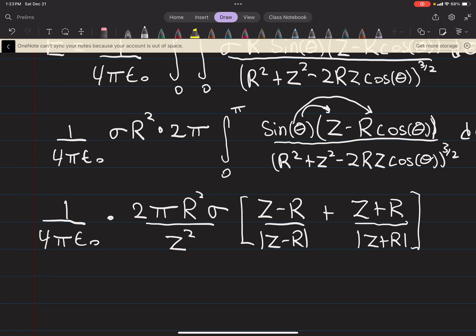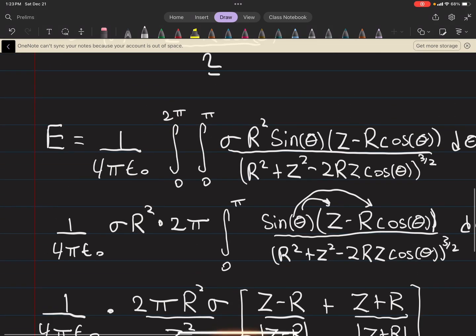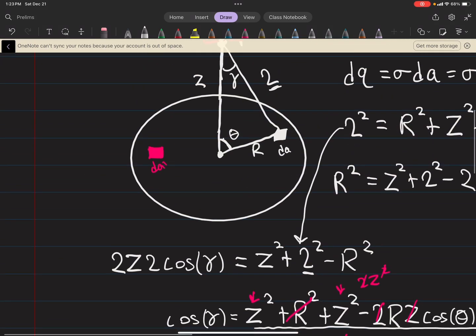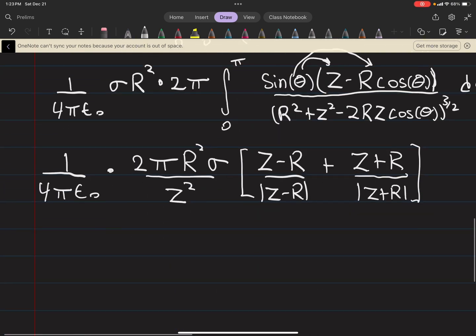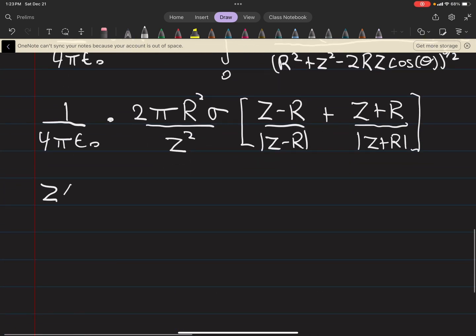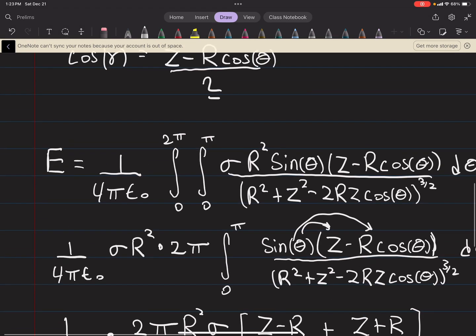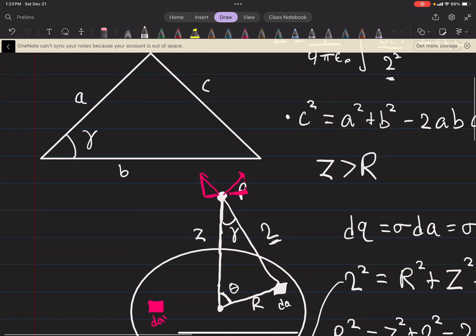Now, there is technically one other part. So this was all for z greater than r. That's what we assumed. If z is less than r, it's actually really simple because there's no charge distribution that you're going to see inside. So the E field is just 0. Okay. So that's how you solve this problem.